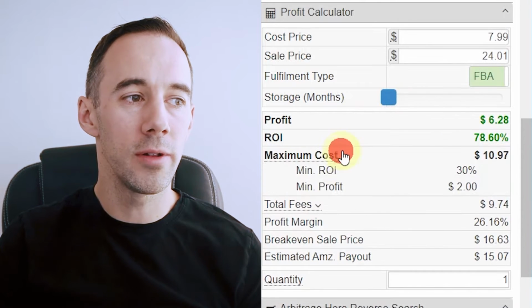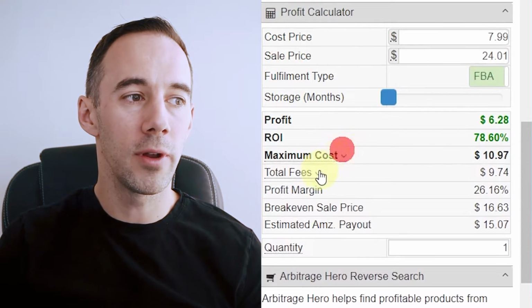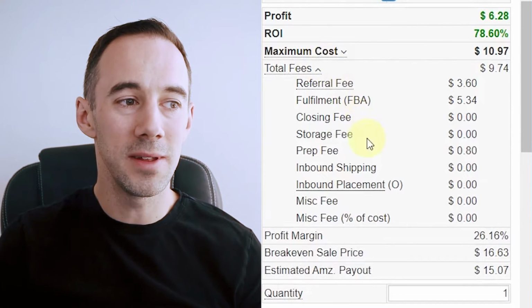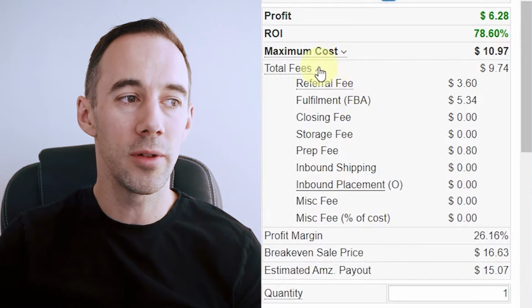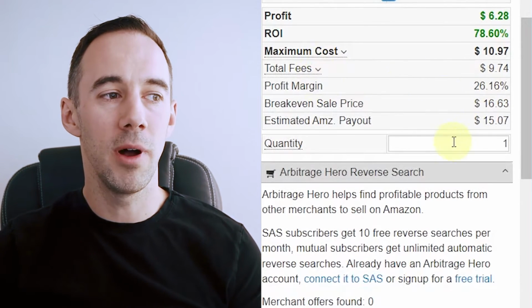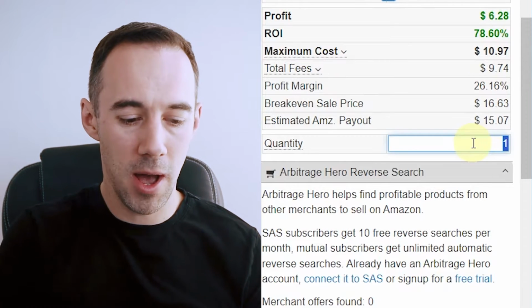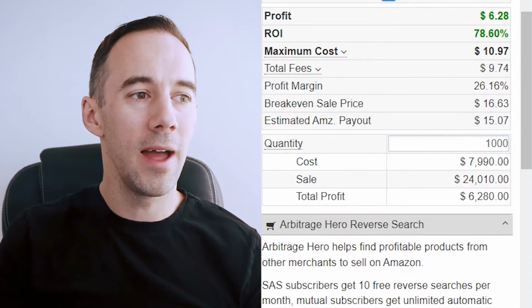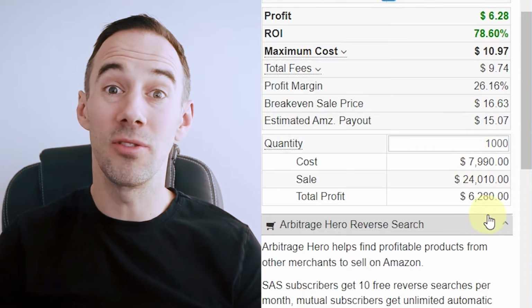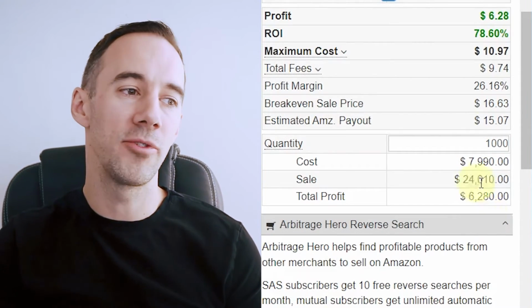I can also look at the costs, so min ROI and profit, what I've got in there. I can look at the total fees, so I can see all the fees that we've got in there and see what my costs are. And then on top of that, you can see your profit margin, break even. And if I'm like, how much money am I going to make if I buy 1,000 of them? That's just going to show me that information. So I'm like, wow, if I buy that many, how much am I going to make, which I love.